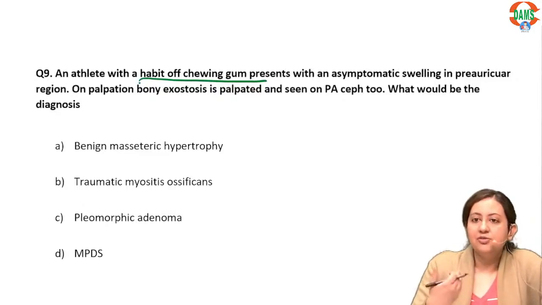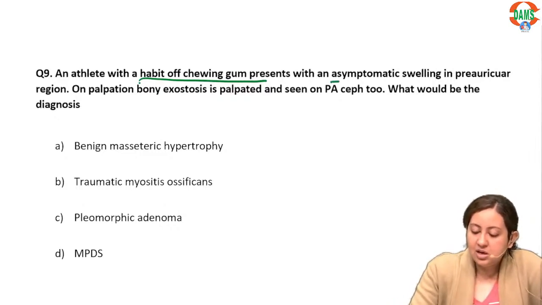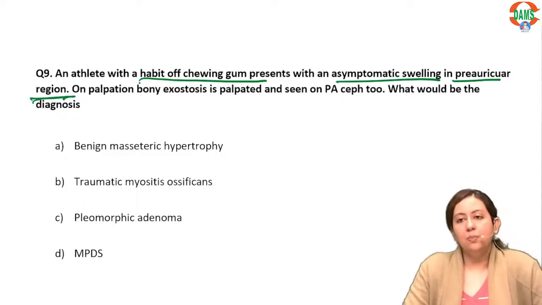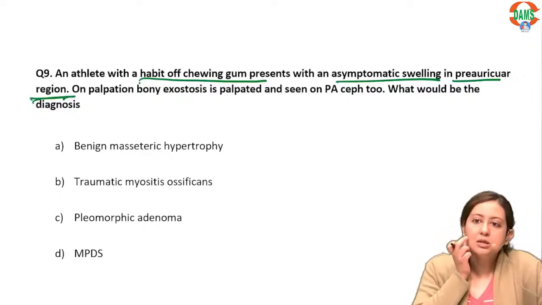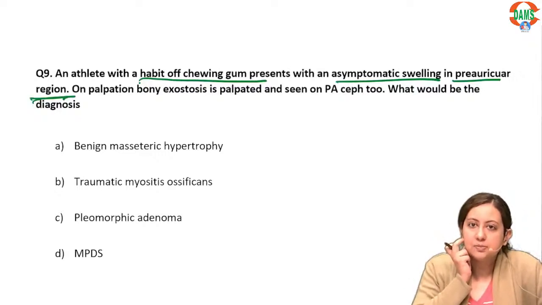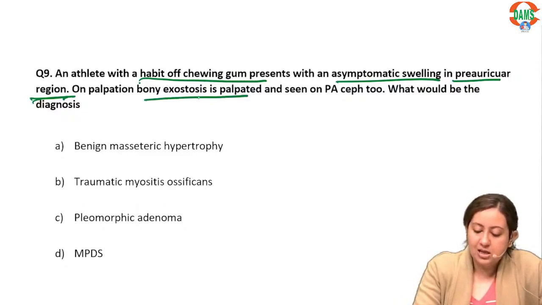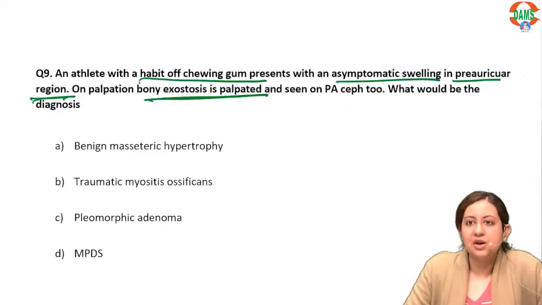That means the patient frequently chews gum a few times a day, with an asymptomatic swelling present in the preauricular region. That means there is no pain, no other sign or symptom associated, but there is a swelling in the preauricular region. On palpation, bony exostosis is palpated and is seen on a PA cephalogram as well. What would be your diagnosis?